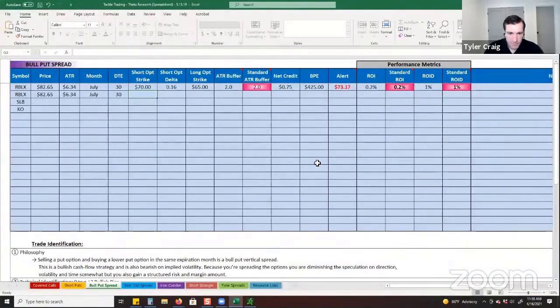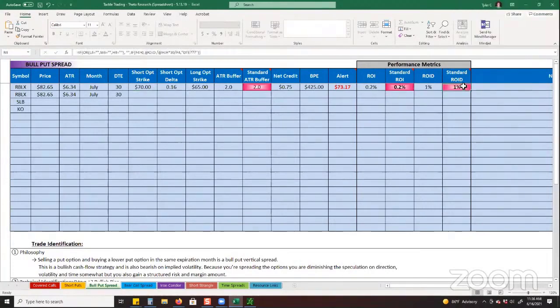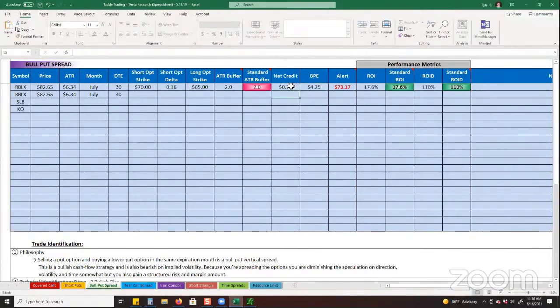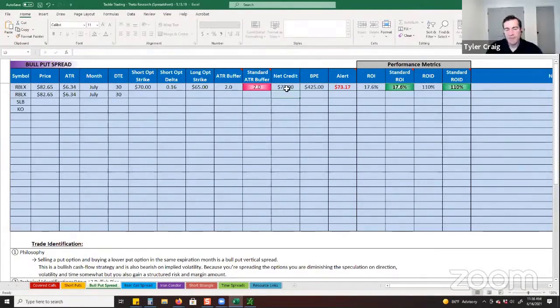So now I've got some information here. Let's see, am I off on one of these? Yeah, change your credit. Oh, that's why. There we go. All right, so net credit's a whole number. Actually, it could be 0.75, but then you have to do per share. You just have to be consistent. Okay, so $75 credit, $425 BPE. There we go. Now it looks right.